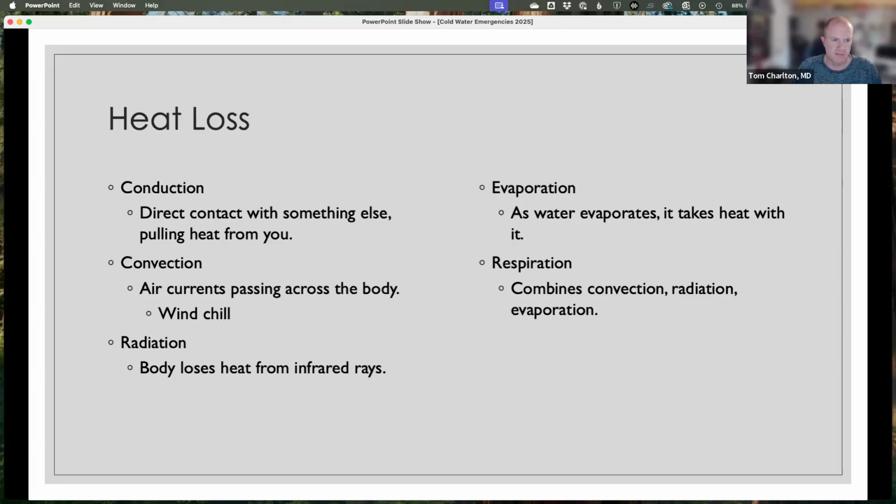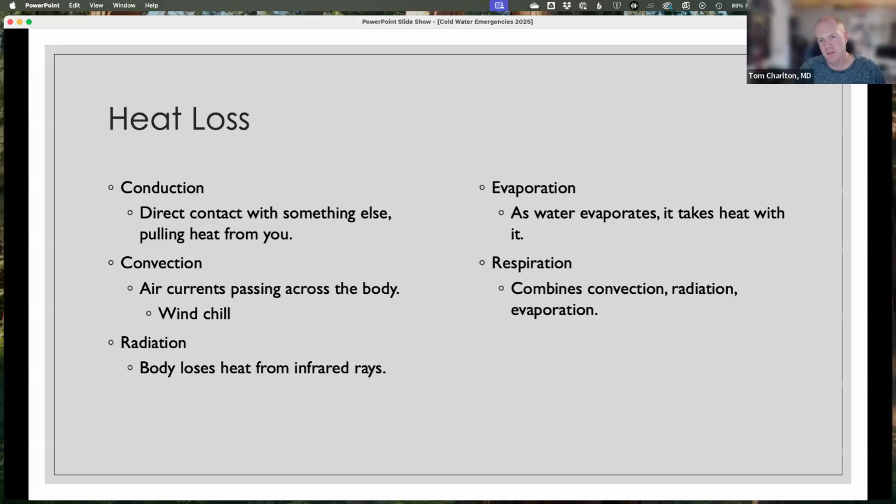Convection is when we've got air currents that are passing across the body. It's wind chill. It's also why standing in front of a fan when you're hot works so well. That air is actually pulling some of the heat away from your body. We also have radiation. Our bodies are constantly emitting infrared rays. So literally we are glowing. It's just our eyes are not able to see that infrared ray. But just like in the movie The Predator, that infrared radiation is taking heat away from us.